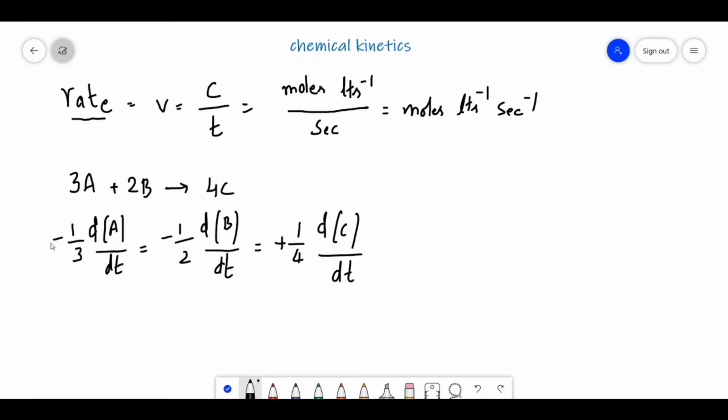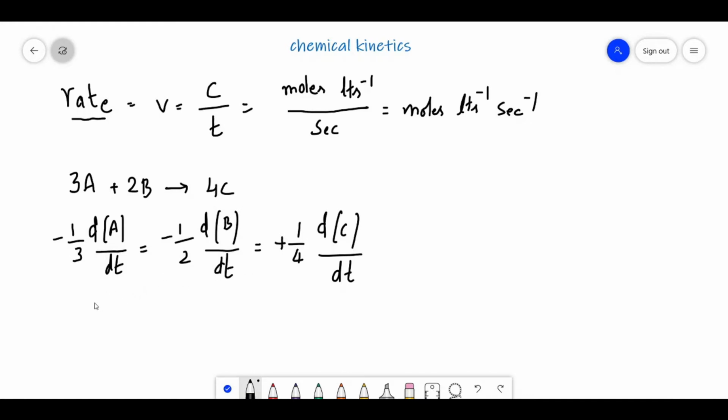So the negative sign indicates these are reactants. In a reaction, the reactant concentration will decrease, so we have to mention it with a negative sign. Whereas in the case of products, the concentration of product will increase, so you have to take it with a positive sign. So this is how we write instant rate.